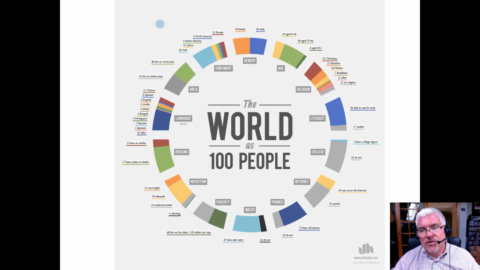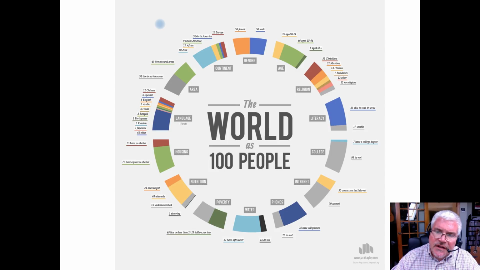Well, 33 of those 100 people in the village would be Christian. 33. That means that 67 of them are non-Christian. Now, you're going to see in a minute that the majority of Americans are Christian. But when we look at the world on a global scale, by boiling it down to these 100 people, they're non-Christian. The majority of people are non-Christian.